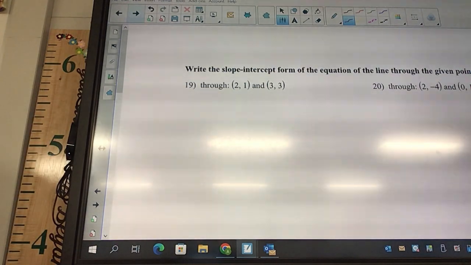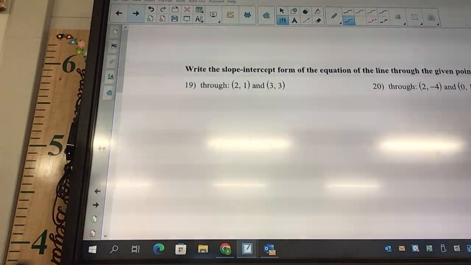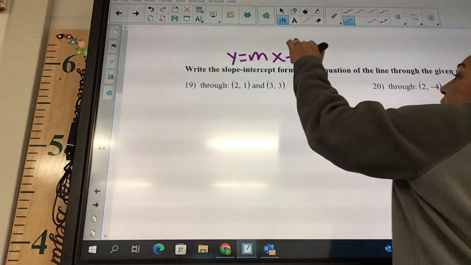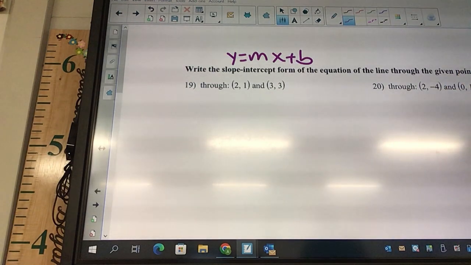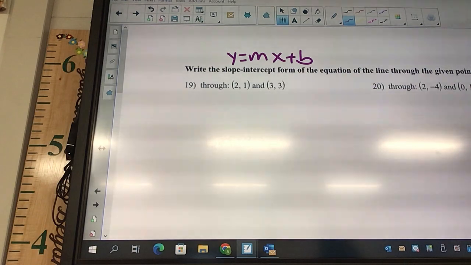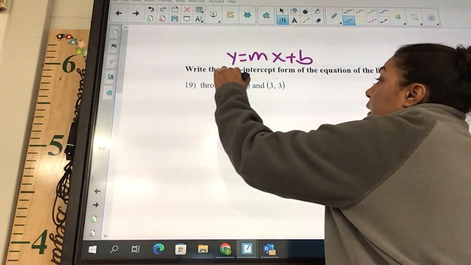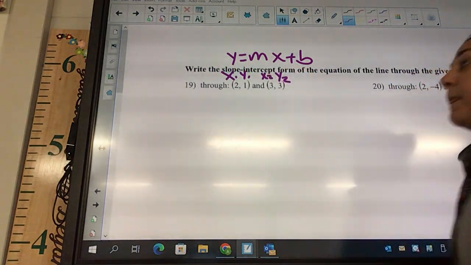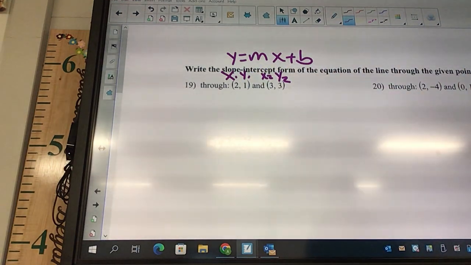So, they want you to write the slope-intercept form. That's what the instructions say. What is slope-intercept form? Y equals mx plus b. Okay, that's what we need our answer to look like. Now, what are we given? Points. Okay, so how do we label points? Okay, so this is what we're given. What formula uses that?